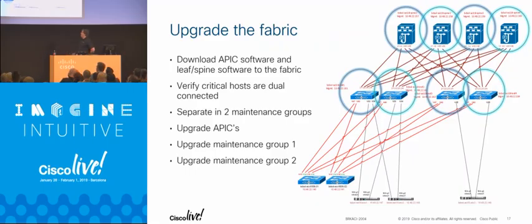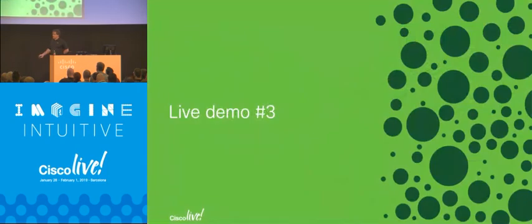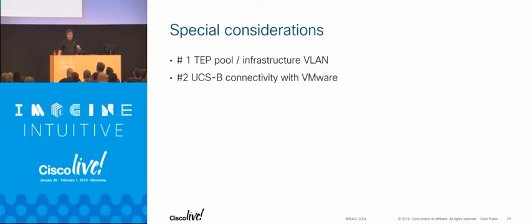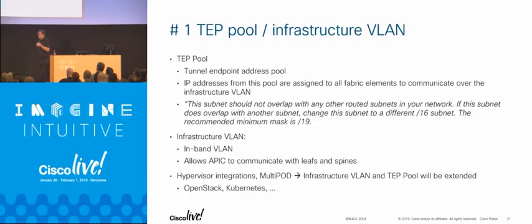So that brings us to our next subject. And I promised you at the beginning of the session, some special considerations. The first configuration I would like to talk about is the TEP pool. As I earlier said, the TEP pool is used for the tunnel endpoint address pool. It basically means every leaf, every spine, every VPC, everything we do in the fabric gets an IP. We are burning IPs out of that pool.